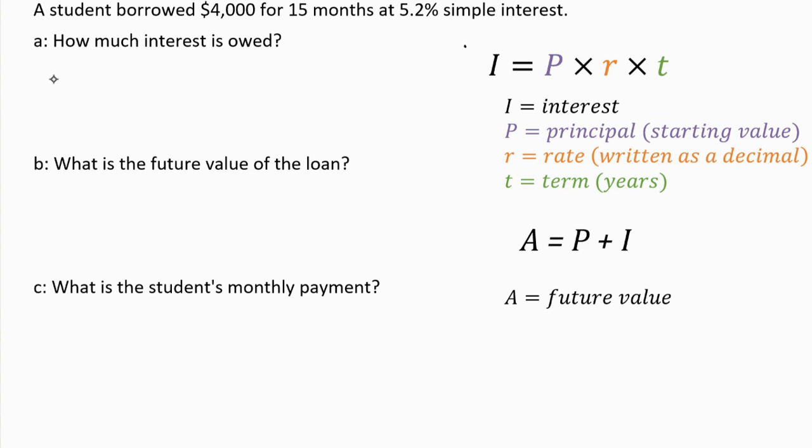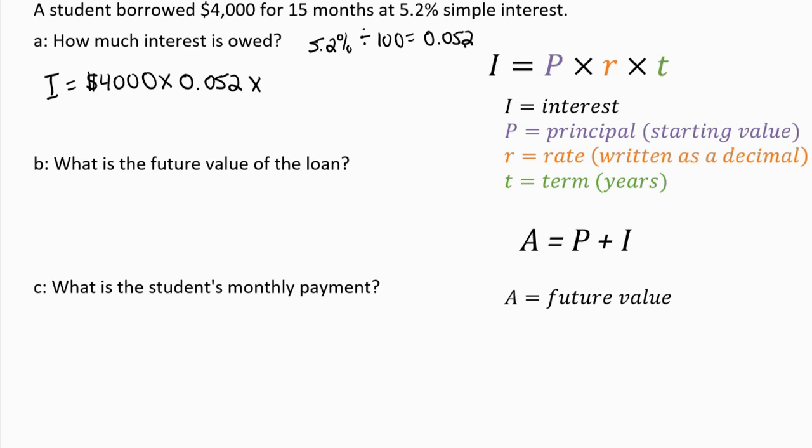So I'm going to start by writing I equals your interest equals your principal, which is your starting amount of $4,000. We multiply that by the rate, and the rate given here is 5.2%, but we have to write that as a decimal. So if you think of 5.2 as a percent, we could divide that by 100, and that'll give us the decimal version of that percentage. So then we're going to add in a 0.052.